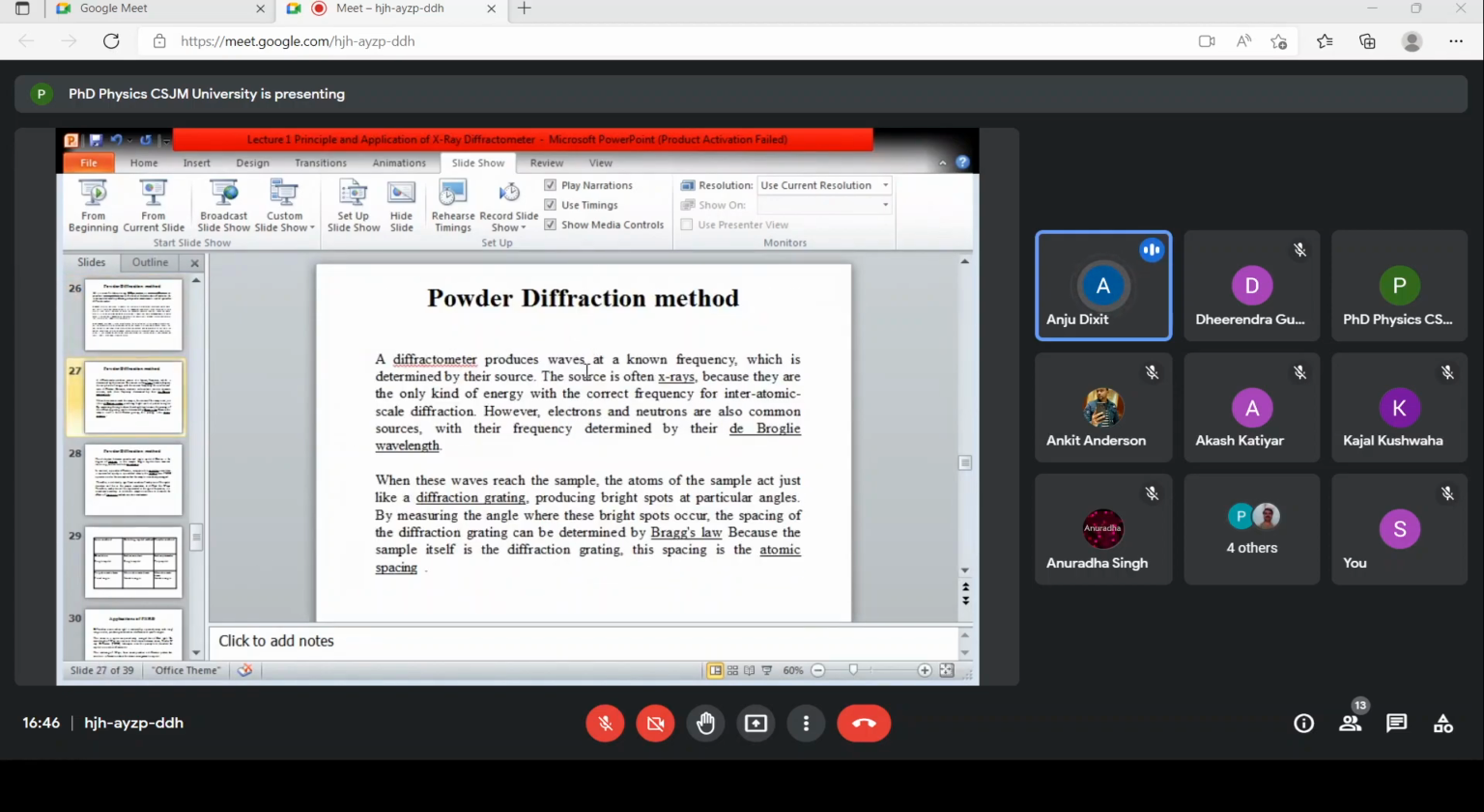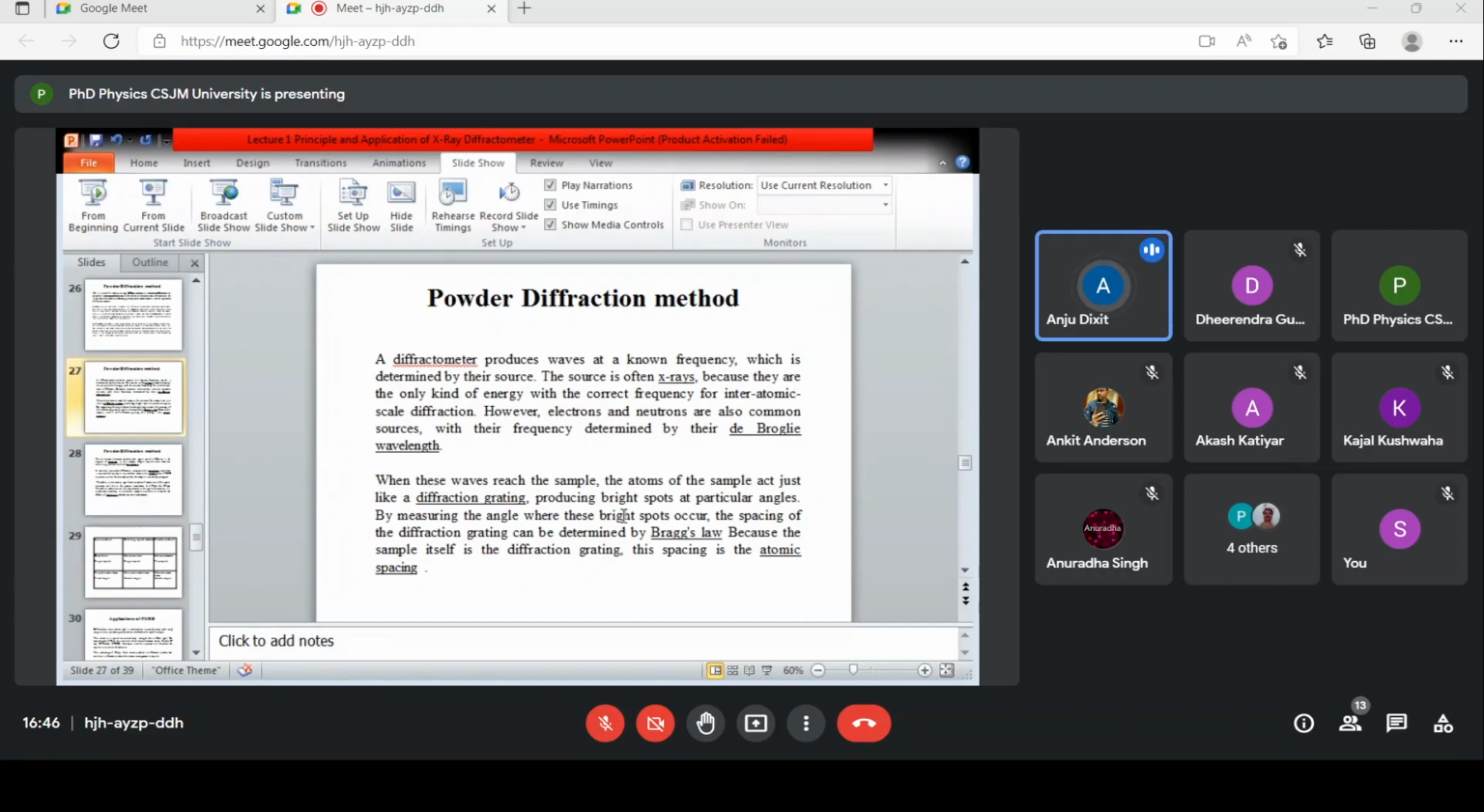So our diffractometer produces waves at a known frequency, which is determined by their source. The source is often X-rays because they are the only kind of energy with the correct frequency for interatomic scale diffraction. Hence, electrons and neutrons are also common sources with their frequency determined by their de Broglie wavelength. So here we are using X-rays.